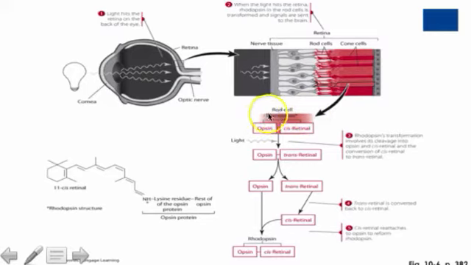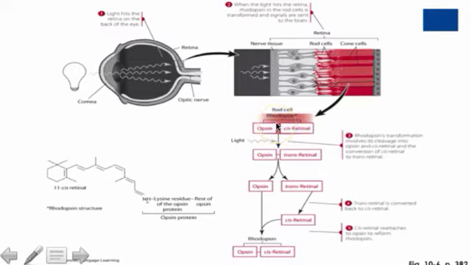And we see that rhodopsin is made up of opsin and then what is called cis-retinol. So cis-retinol is from vitamin A. It's derived from one of the retinoids. So we see this is from vitamin A and then opsin, and then these bound together will form rhodopsin.